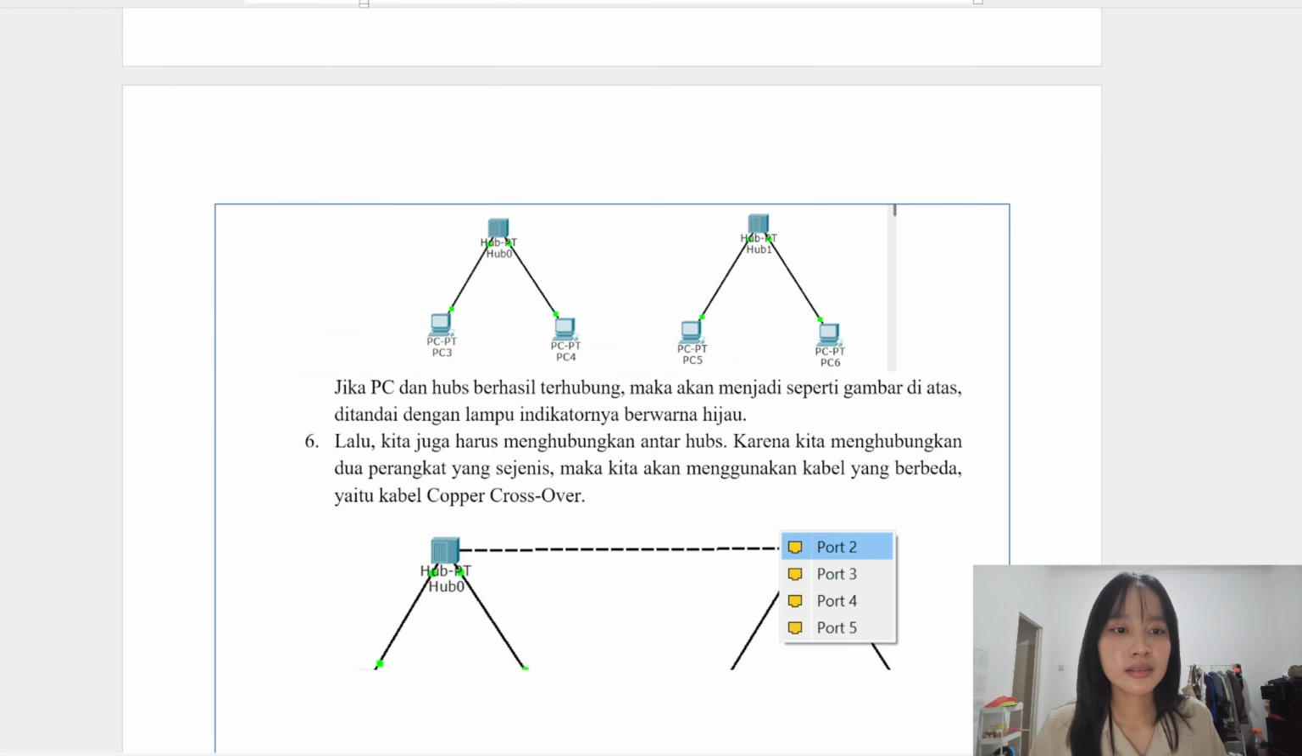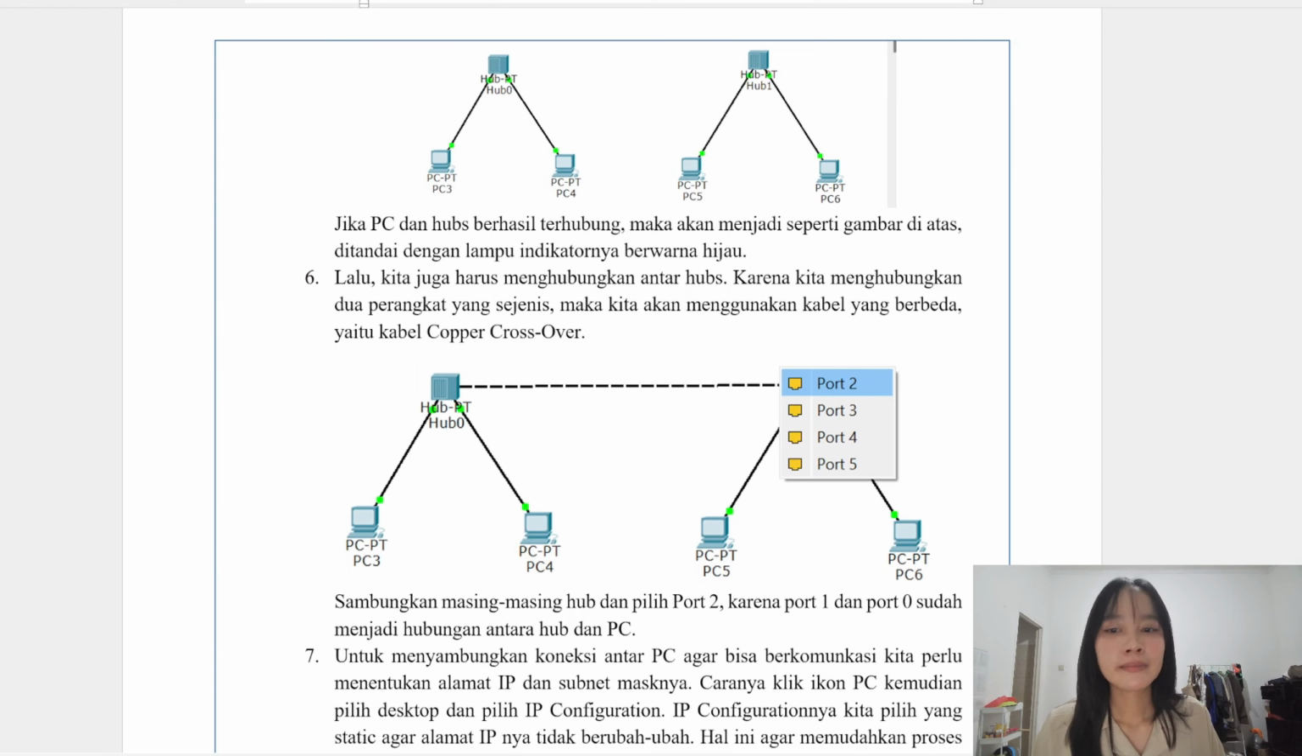And next, if the PC and hub are successfully connected, it will look like the image above, indicated by the green indicator light. And next, we need to connect the hubs to each other. Since we are connecting two similar devices, we will use a different type of cable than before, namely the copper crossover cable.